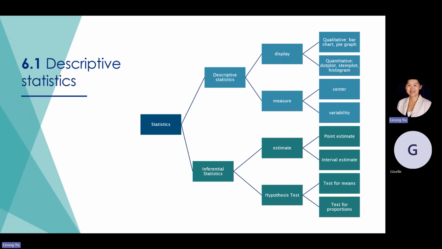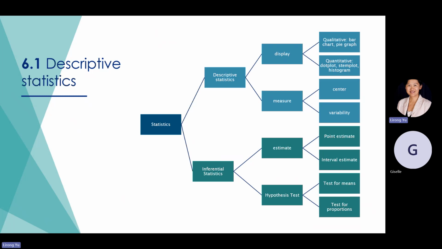And then for inferential statistics, we can roughly divide it into two types. We can do estimation, and we can do hypothesis tests. For estimation, we have point estimates and also interval estimates. A point estimate tries to estimate, say, how much a TV costs.